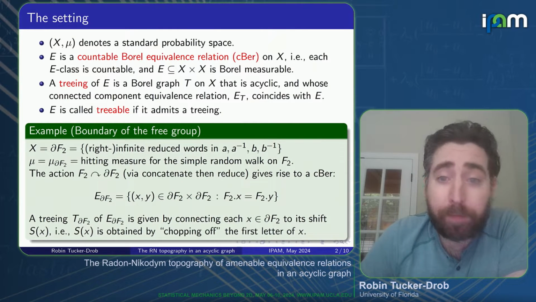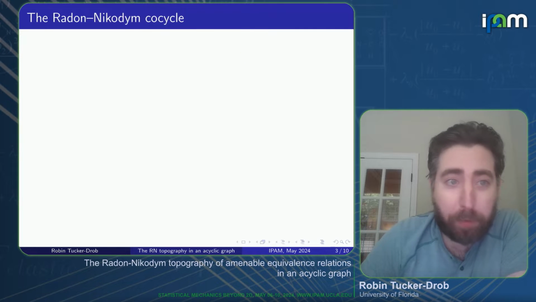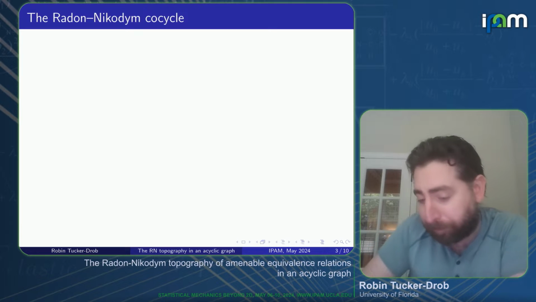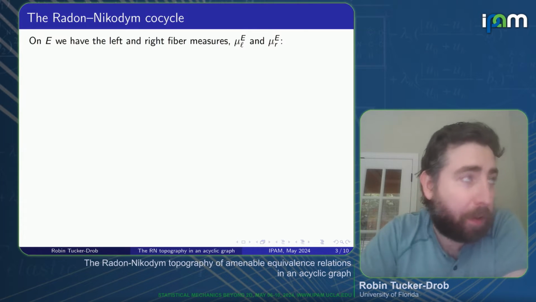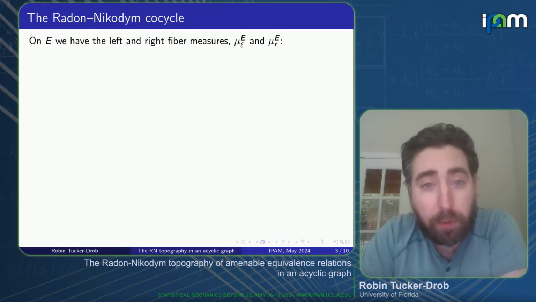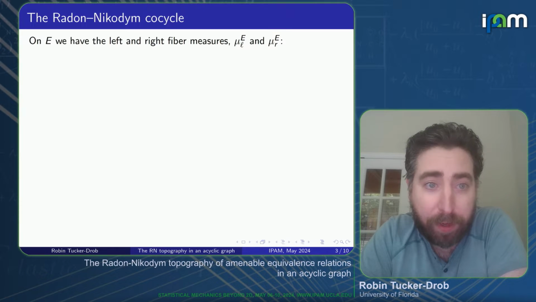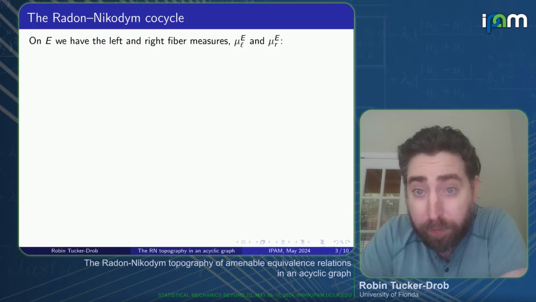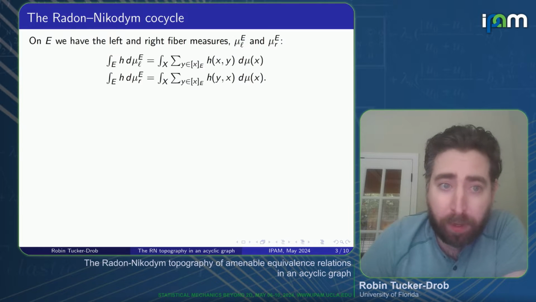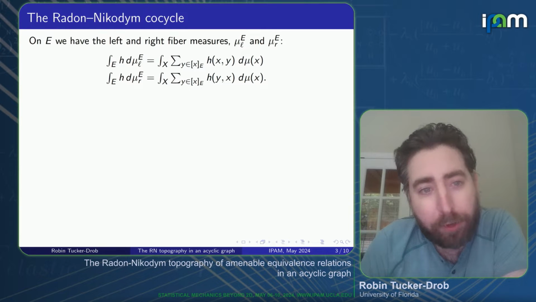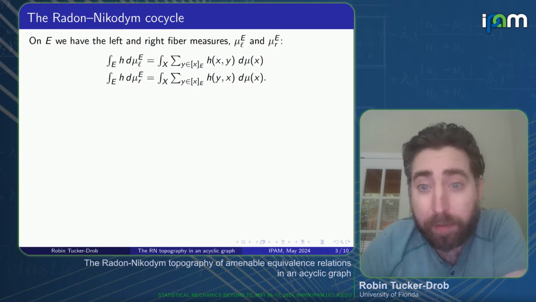All right, so now let's get the measure more involved. So we'll look at what's called the Radon-Nikodym cocycle. All right, so on the equivalence relation E, there are two candidates for natural measures to put on E. They're not going to be probability measures. They'll be general sigma-finite measures. There's the left fiber measure and the right fiber measure. And the way that they're given here, I'll say how to integrate a function. Let's say H is some non-negative measurable function.